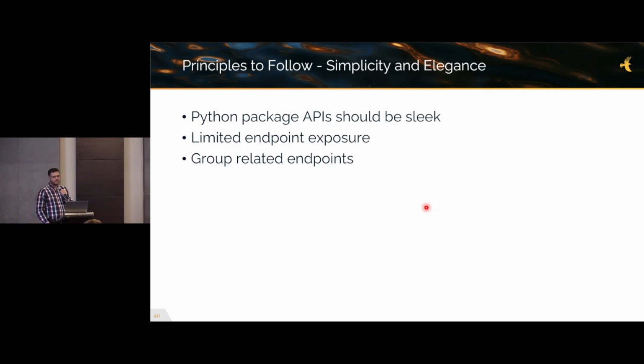A Python package API should be sleek, not clunky. How about only exposing the endpoints that are useful to your users? Only expose those methods and functions that you want your users to use. You can explicitly control the visibility of these by using the dunder all in your dunder init py file. This allows you to build large packages with many endpoints without overwhelming your users with endpoints they were never meant to see. Also consider grouping related endpoints into classes or modules.